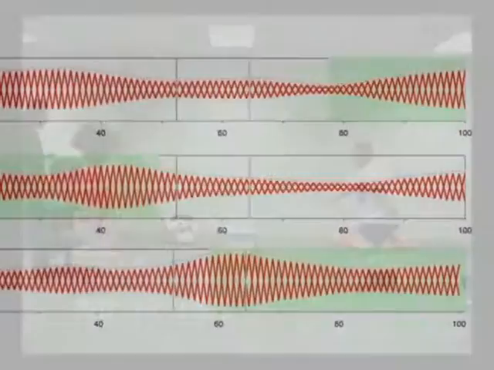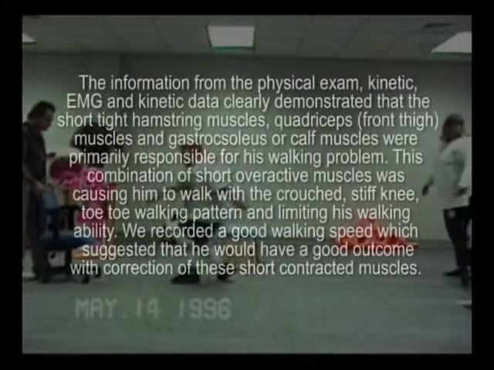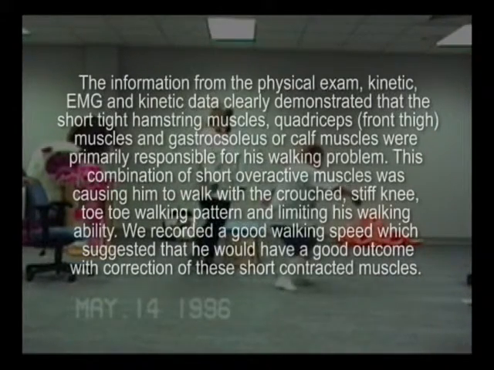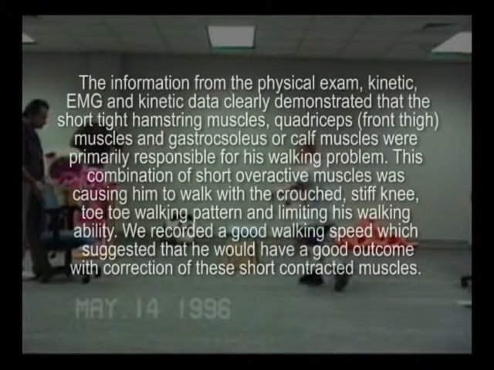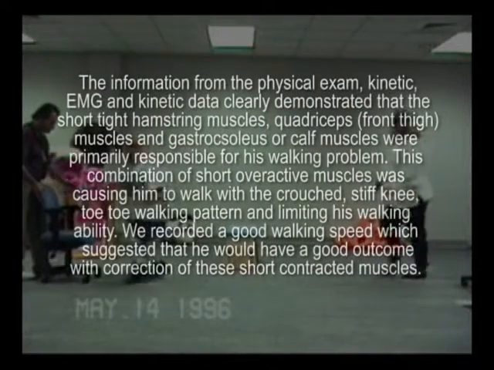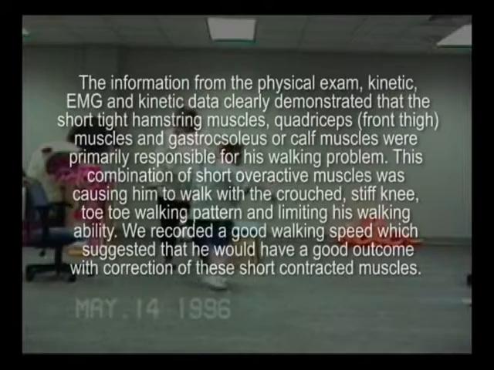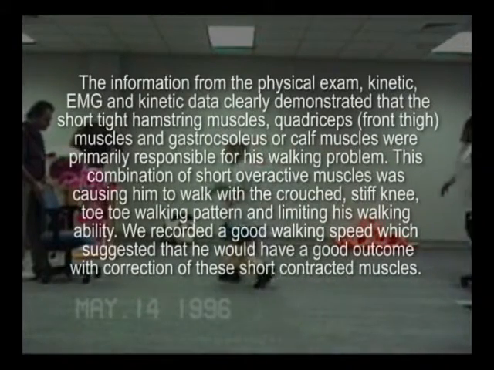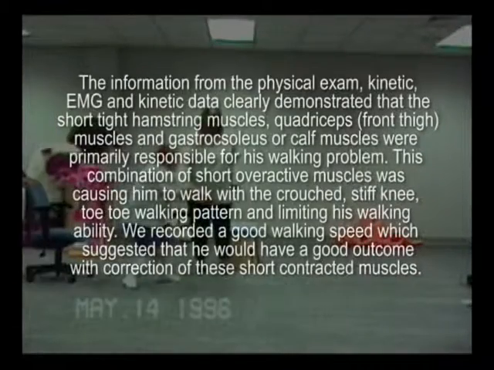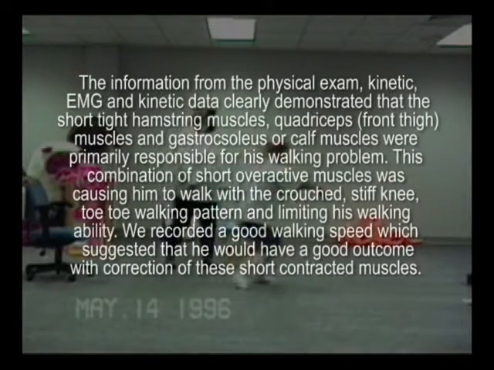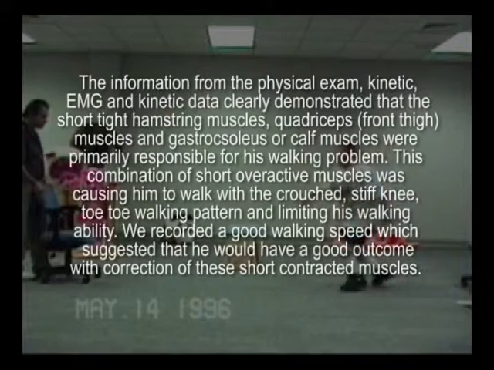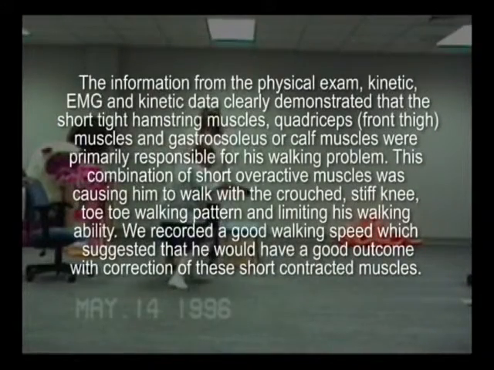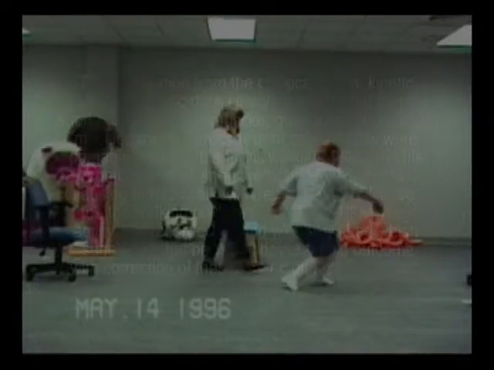The information from the physical examination, kinematic, electromyographic, and kinetic data clearly demonstrated that the short, tight hamstring muscles, quadriceps front thigh muscles, and gastrocnemius or calf muscles were primarily responsible for his walking problem. This combination of short, overactive muscles was causing him to walk with a crouched, stiff knee, toe-toe walking pattern and limiting his walking ability. We recorded a good walking speed, which suggested that he would have a good outcome with correction of these short, contracted muscles.